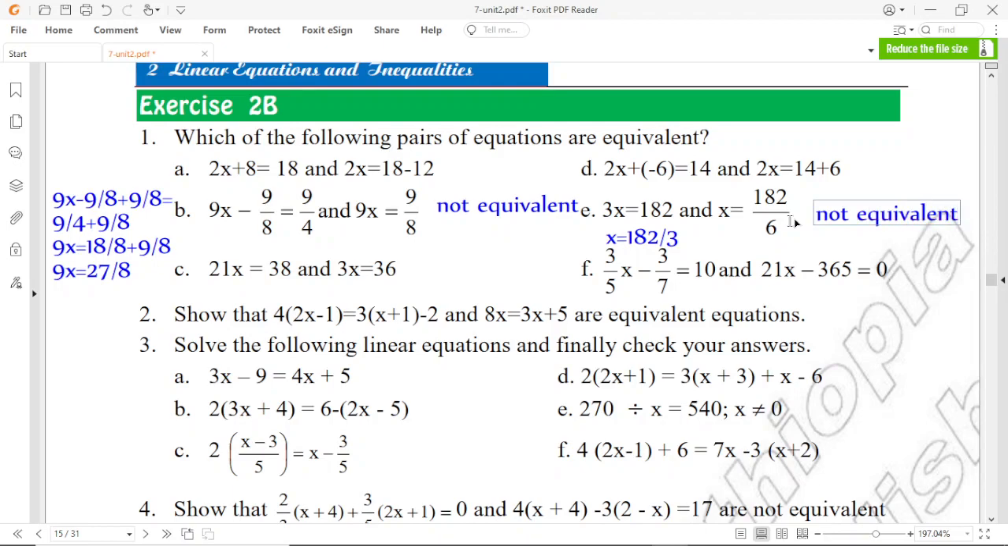What are equivalent equations? Question number two: show that 4 times bracket 2x minus 1 equals 3 times x plus 1 minus 2, and 8x equals 3x plus 5, are equivalent equations. How do we check? So the same question.